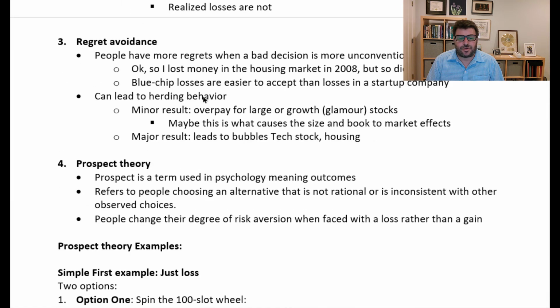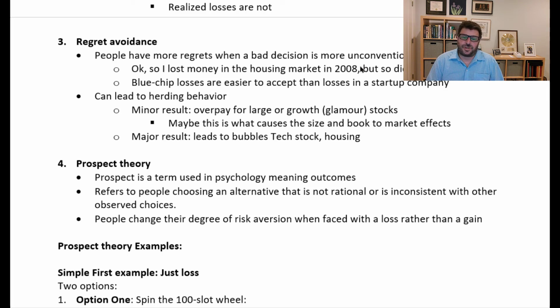The next is something called regret avoidance. With regret avoidance, people have more regrets when a bad decision is more unconventional. Okay, so I lost money in the housing market in 2008, but so did everybody else, so it's not that big a deal, and what could I do? So the idea is that blue chip losses on very big and very popular stocks are easier to accept than losses in, say, a startup company, where this is much more unconventional.